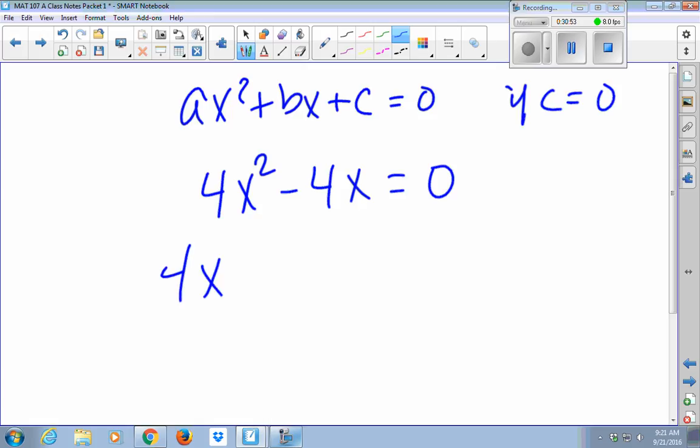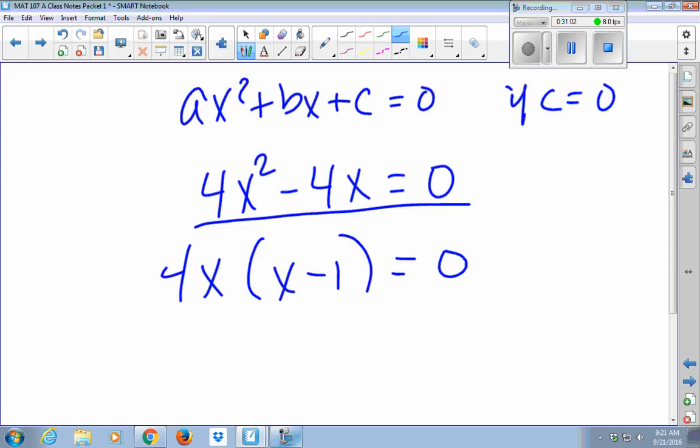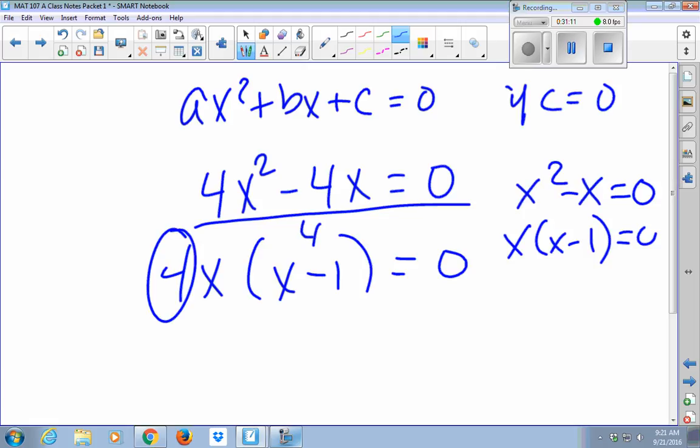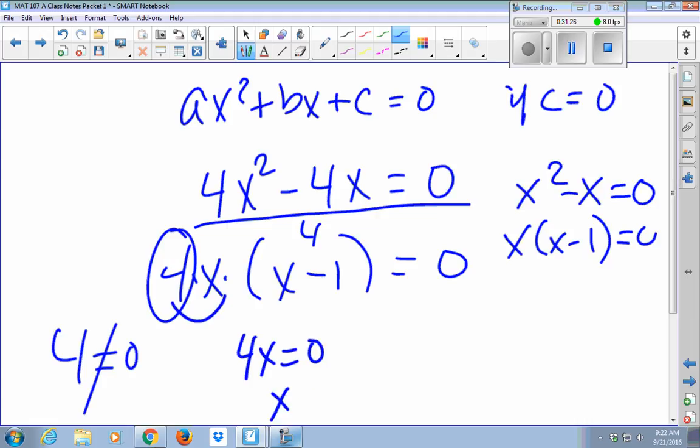So you pull out your 4x and you have x minus 1 equals 0, and you're almost there. You can divide both sides by 4. You could have done that right back here if you wanted to and got x squared minus x equals 0 and then pulled out your x. It doesn't matter because a constant's never going to equal 0. So if you pull each one of these factors out and set it equal to 0, 4 never equals 0, so that's not part of your solution set. So you can either say 4x equals 0 or just x equals 0, because when you solve this, you get x equals 0. Then you take this factor, x minus 1 equals 0, and x equals 1. So those are your two solutions here, 0 and 1.